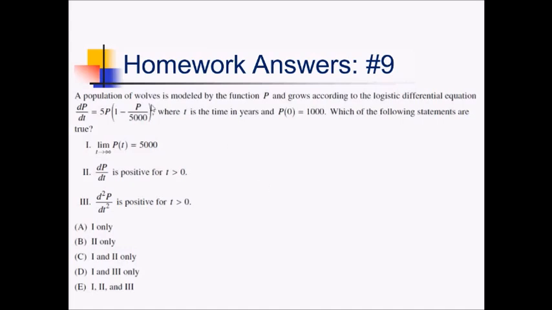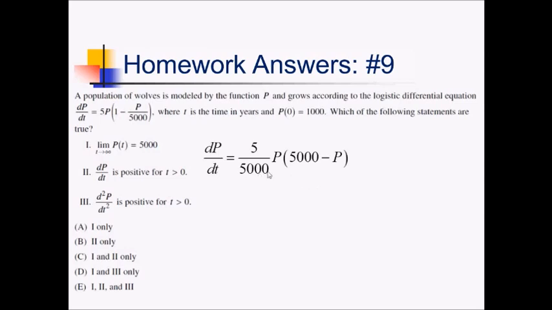For this problem, we have a population of wolves modeled by the function p according to this differential equation, and initial value of p of 0 equals 1,000. Which of the following statements will be true? So first, I notice this is not in kp times m minus p form. We've got a p over 5,000 instead of just plain old p. So I'm going to go ahead and factor 1 over 5,000 out of this parentheses to put it in that standard form. So that means I have 5 over 5,000, or 1 over 1,000, outside this thing with a p. Inside, dividing by 1 over 5,000 is really multiplying by 5,000. So inside, this is going to be 5,000 minus p.